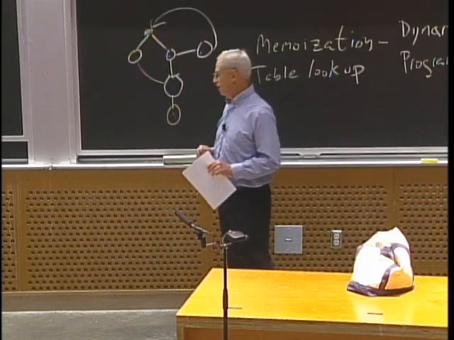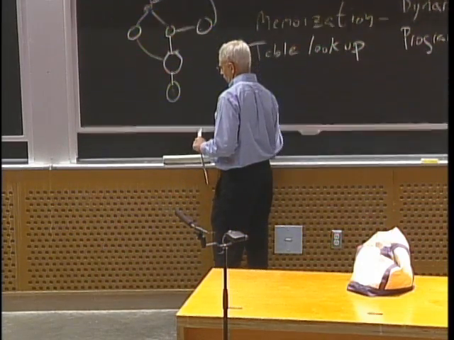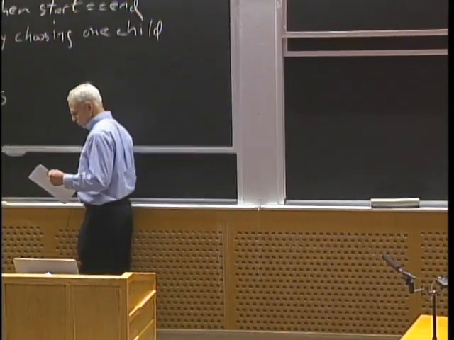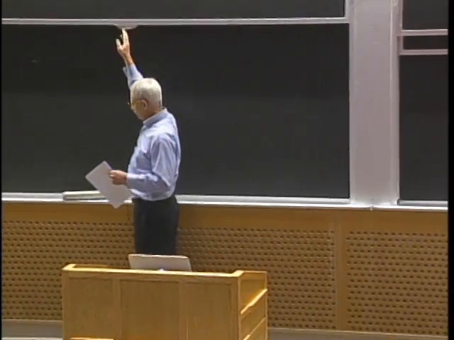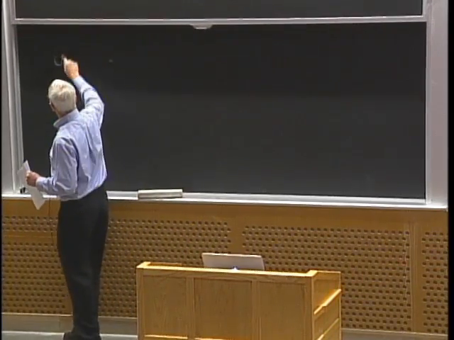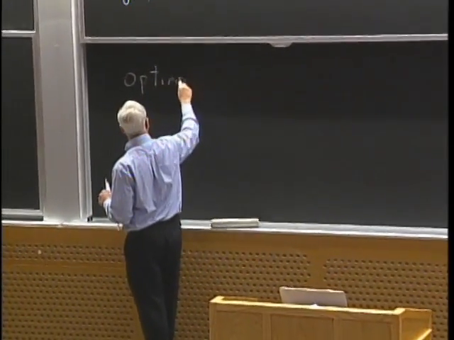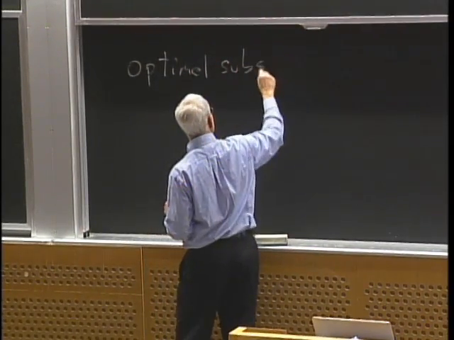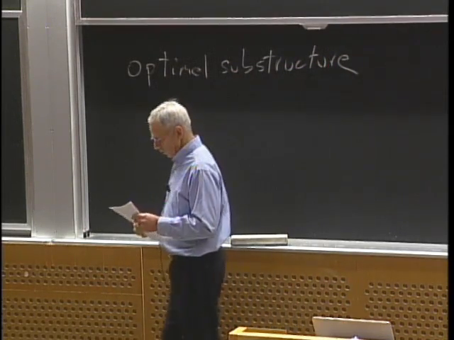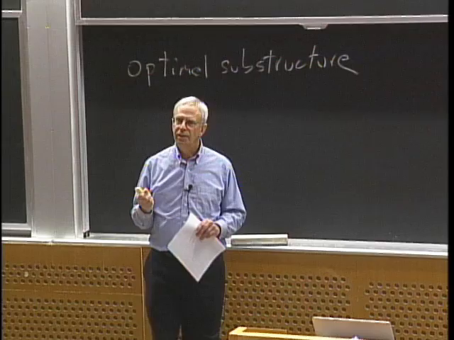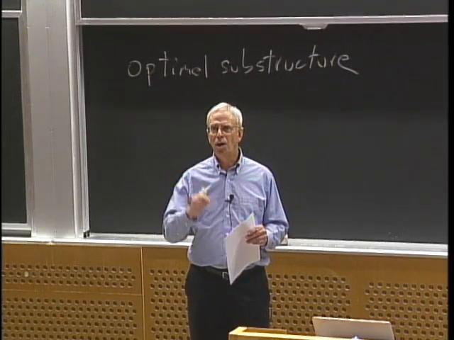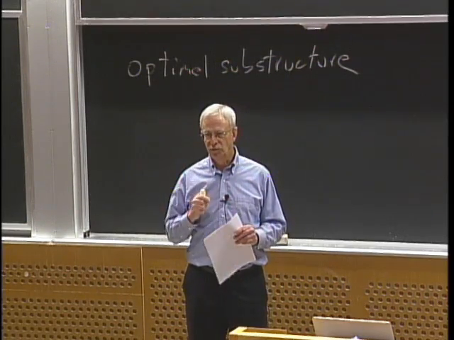So when can we use dynamic programming? Not all the time. We can use it on problems that exhibit two properties. The problem must have optimal substructure. What this means is that you can find a globally optimal solution by combining locally optimal solutions.